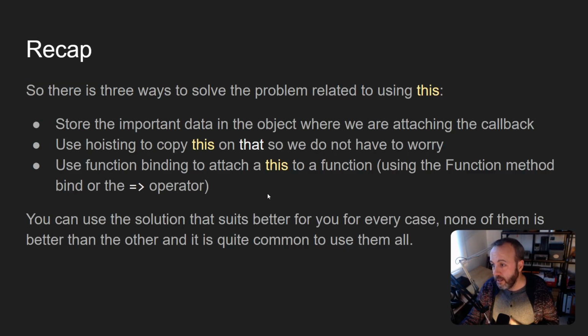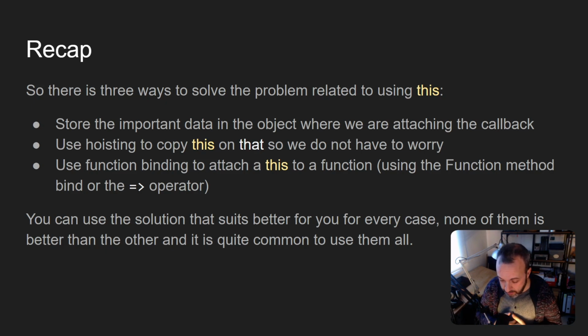Okay, so recap: there are different ways to solve this problem. We can store data on the object that we know is going to be the this, so we can read it from the anonymous function. We can abuse hoisting and create a that variable in the same scope, assigning this to the that variable, so we can read that other variable instead of using the this, because the this is a variable whose value we cannot control. We can use the arrow operator or the bind to have a function that is totally bound to this object, and with these solutions you can have the problem of the callbacks solved.